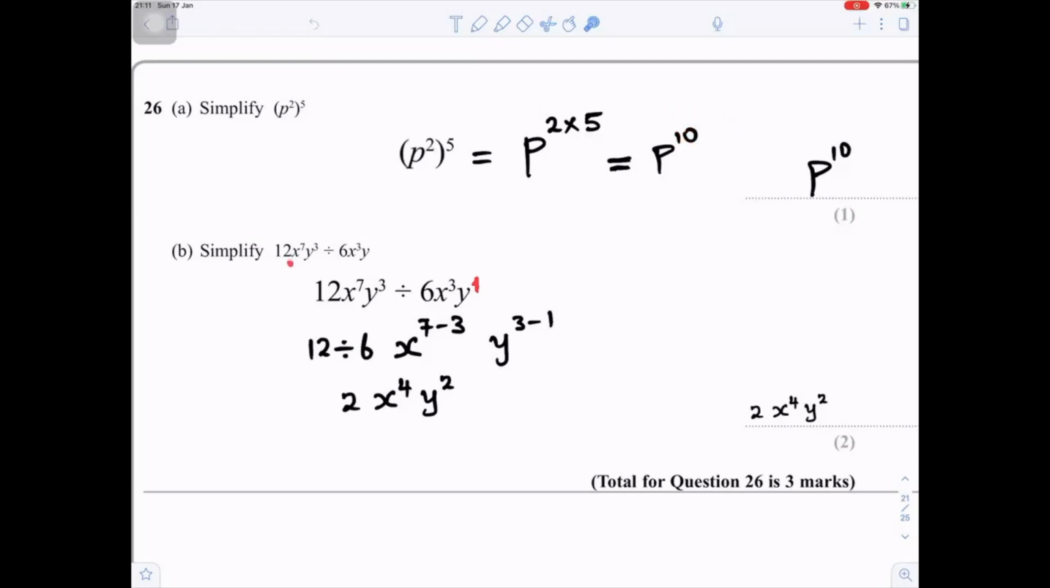Simplify 12x to the power 7 y cubed divided by 6x cubed y. You divide the numbers. 12 divided by 6 gives you 2. When you do x to the 7 divided by x cubed, you subtract 7 minus 3, which gives you 4. And y cubed divided by y to the power 1 is 3 minus 1, which gives you 2. So your answer is 2x to the 4 y squared.